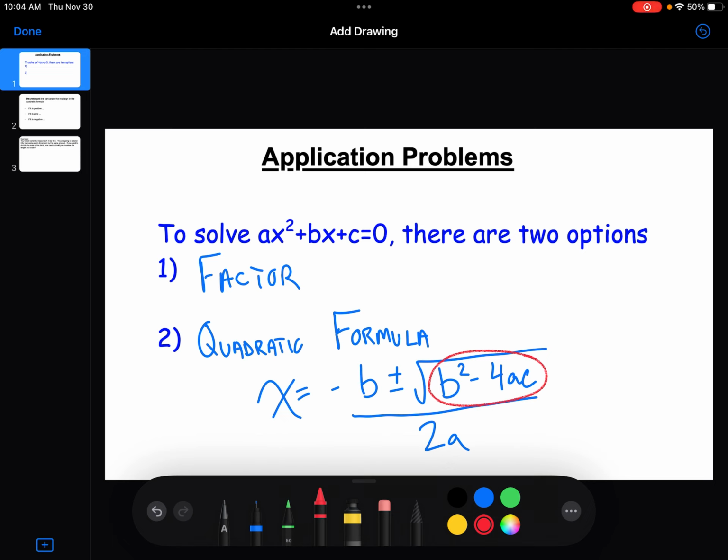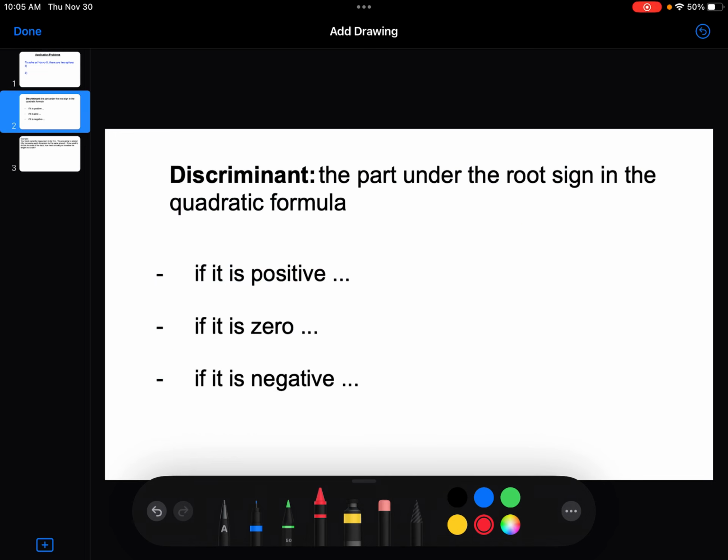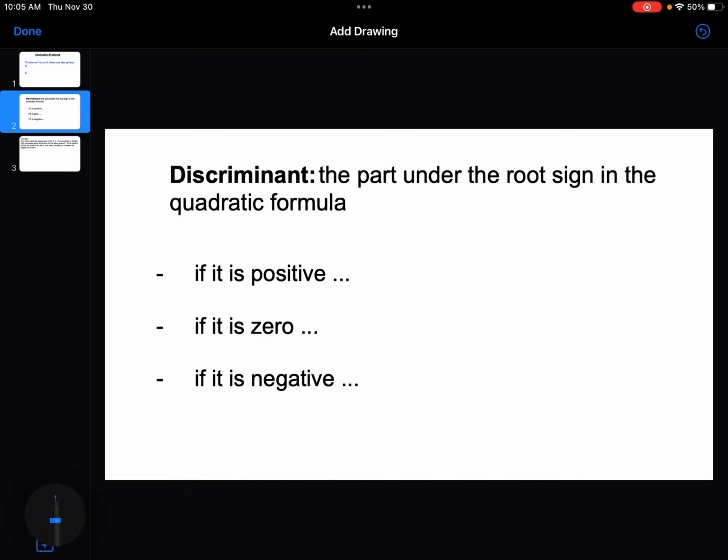We're going to get plus that value, negative that value. If it's equal to 0, then we're only going to get one answer because plus or minus 0 doesn't change anything. It's the same answer. And if it's negative, we're going to get no solutions. So this actually has its own special properties. This is called the discriminant. The discriminant is b squared minus 4ac.